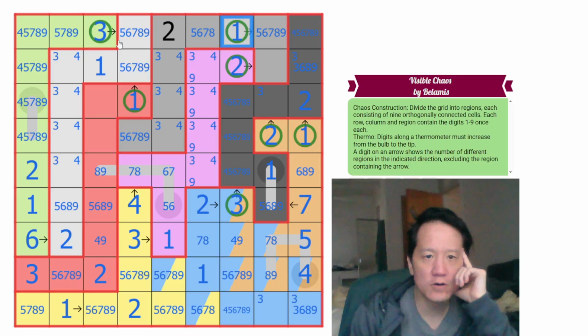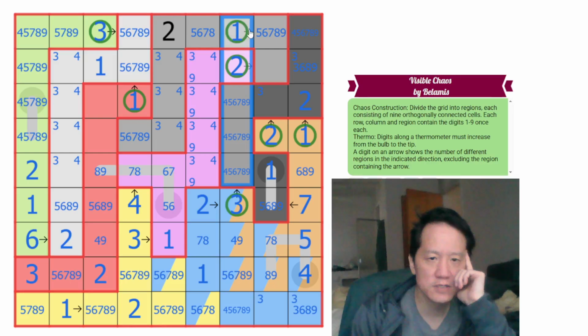Okay, so I think all the arrows are done, right? This sees 3, which are not its own region. This sees 1, which is not its own region. This sees 2, which is not its own region. This sees 1, which is not its own region. This sees 2. This sees 1. This sees 3. This sees 2. And it's 2 either way.